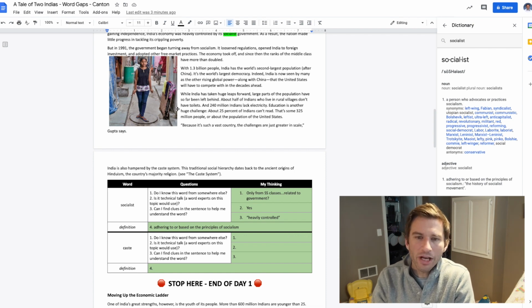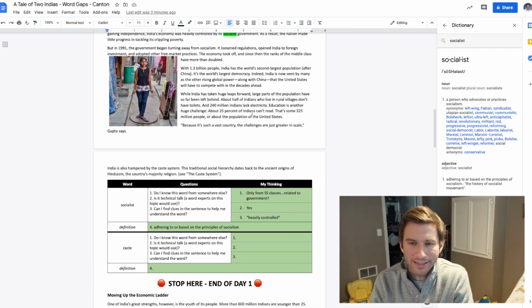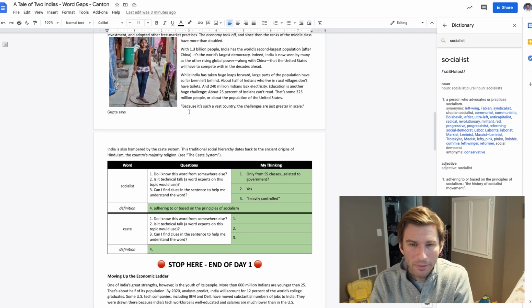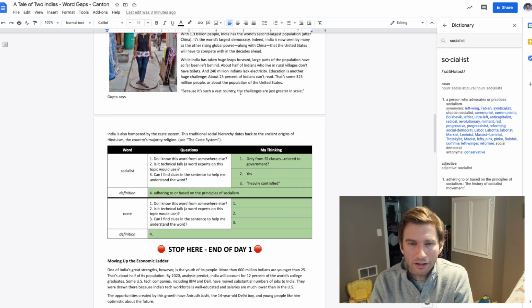Education is another huge challenge. About 25% of Indians can't read. That's approximately 325 million people, or about the population of the United States. Because it's such a vast country, the challenges are just greater in scale, Gupta says.